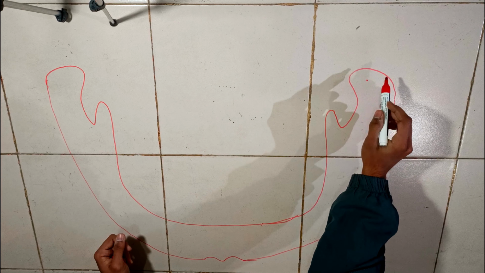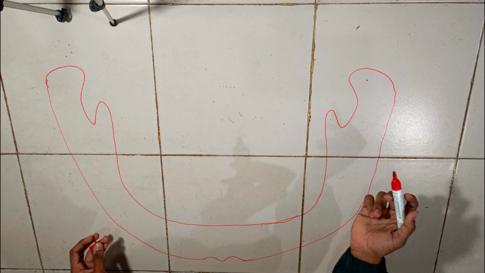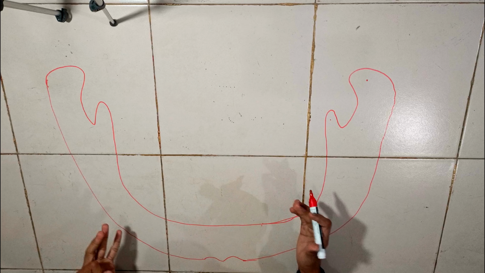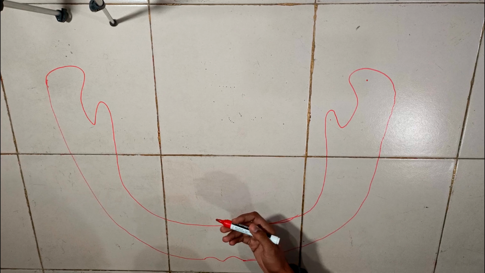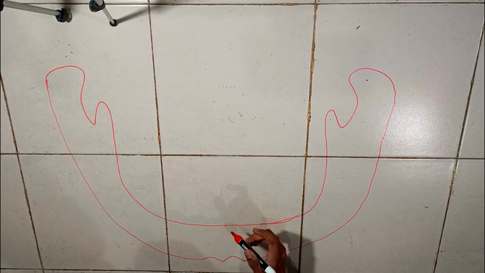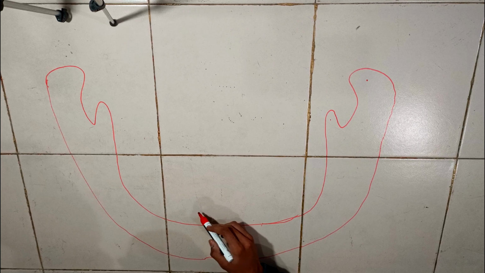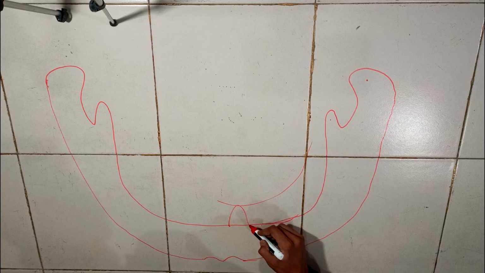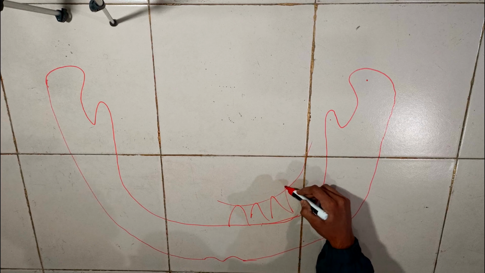Okay, so this is the condylar process, this is the coronoid process, same on this side. This is the anterior view. We are looking at someone from their front or facial view. Now this will be the occlusal surface, obviously because the teeth are like this.